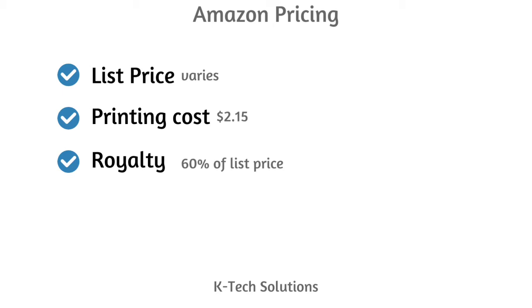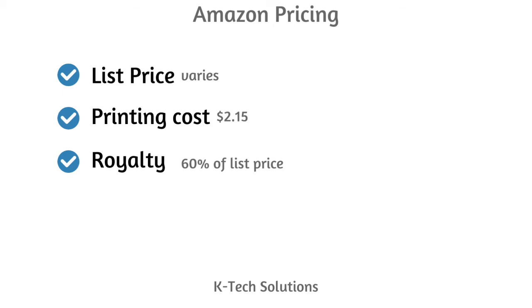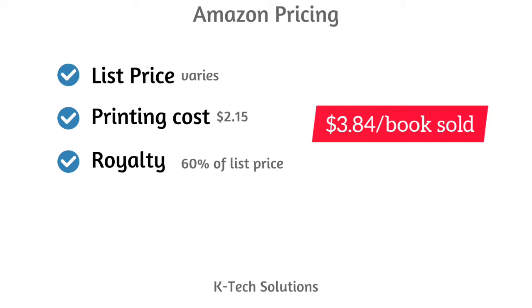But remember, the cost of printing has to be removed from this profit before it is finally credited to your account. So suppose you publish the book with black and white interior pages. Amazon will remove 2.15 as printing cost per book. That is going to give you 3.84. So it is going to generate a profit of 3.84 for each book sold on Amazon. That is just how the pricing works.